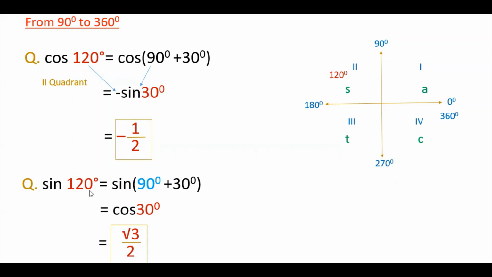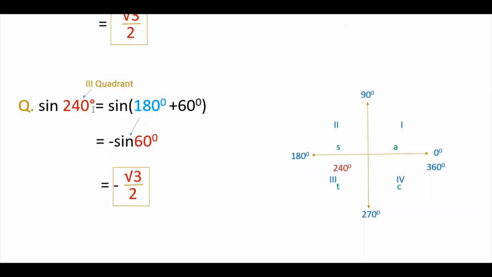Next one is sine 120 degrees. That is equal to sine of 90 plus 30 degrees. Here sine 90, so you have to change the trigonometric function to cos. Cos 30 degrees. 120 degrees is in the second quadrant, where sine is positive, so no need to change the sign. So like this, you have to do these types of problems. So cos 30 degrees is root 3 by 2.